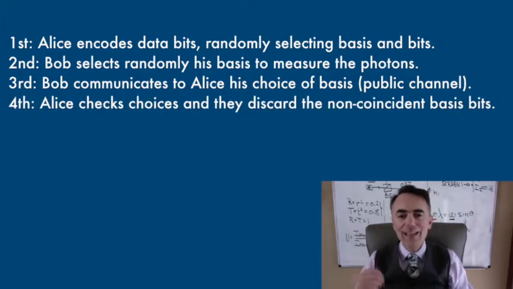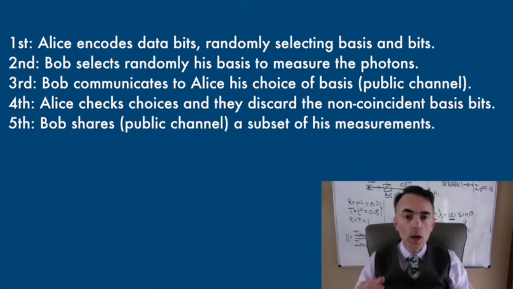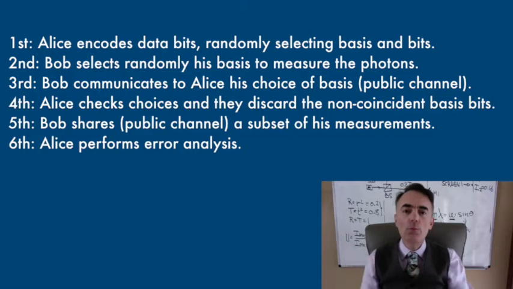Fourth, Alice checks Bob's choices of basis and tells Bob to discard those bits where they didn't agree on the basis. This can be done also over a public channel. They both discard those bits, and they end up with shifted data bits. Fifth, Bob transmits to Alice over a public channel a subset of the shifted data string he measured. And sixth, Alice performs an error analysis. If there is a 25% error, they discard the shifted key as not secure.